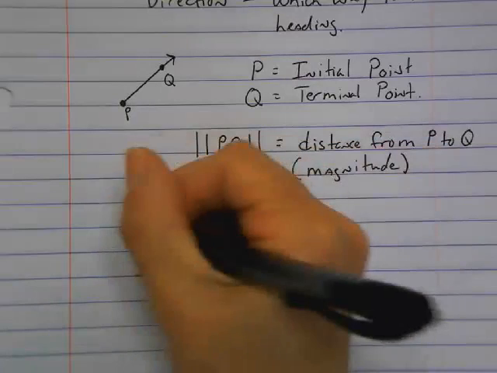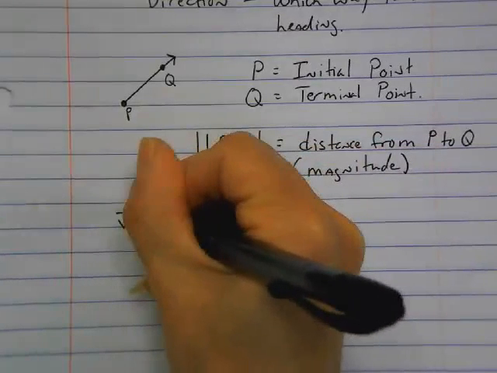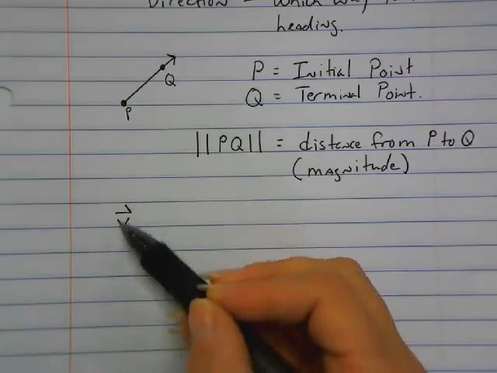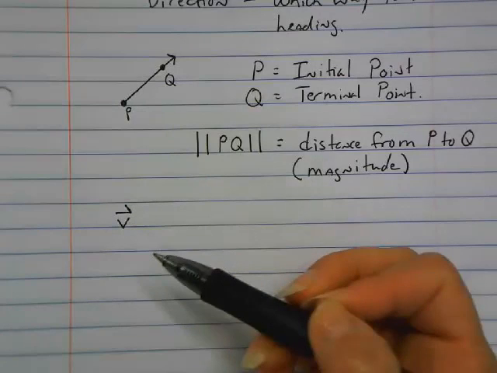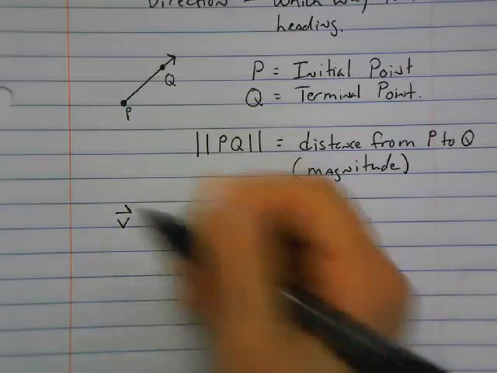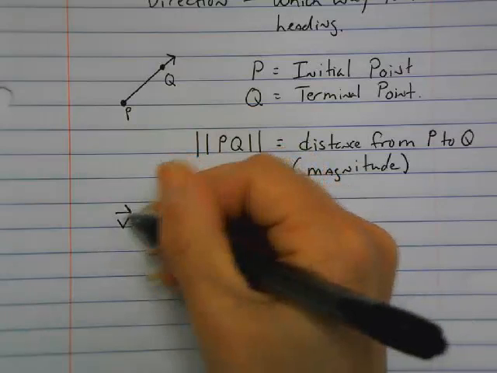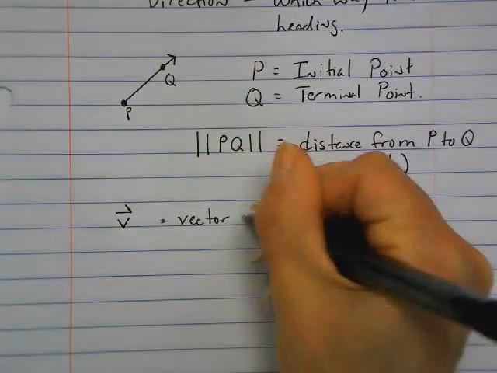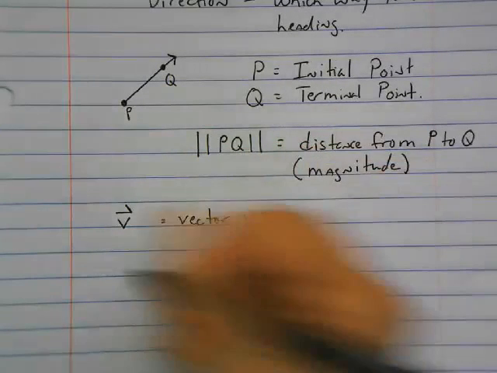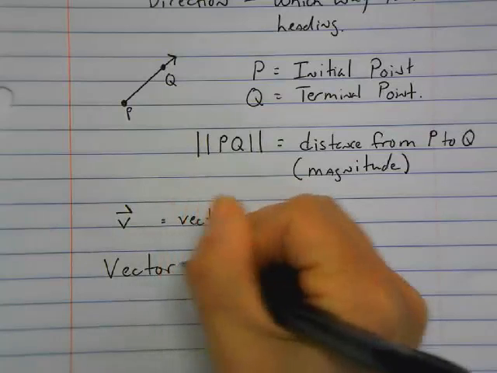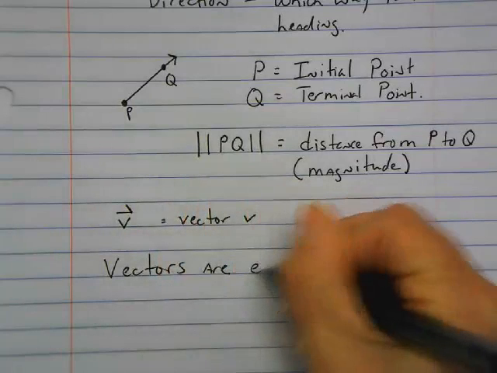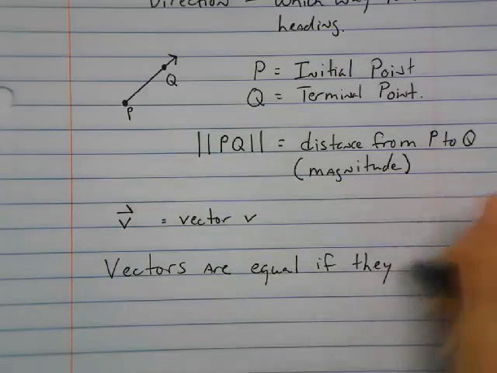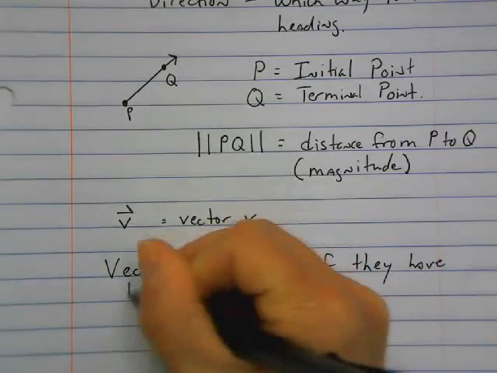Alright, a couple more little things and then we can get into work. This is the symbol for vector. So you'll notice that it is this vector V, and it just has like a half little thing on top. So instead of it being like a ray, it's just this one. Vectors are equal if they have the same magnitude and direction.